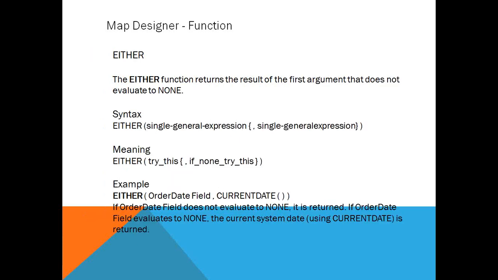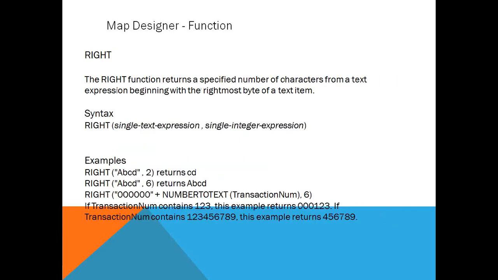So the next function is similar to right; there is a function called left. The left function is the opposite: from left to right, and the syntax is the same. Left of text expression, single integer expression, so that it will return the number of bytes from the left side. You understood, right? What is the right function? What is the left function? Okay.